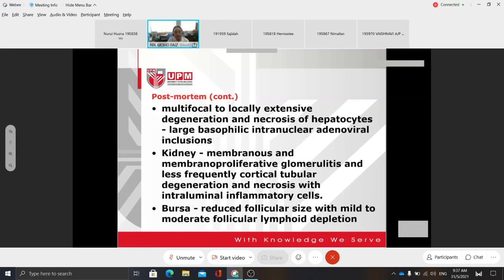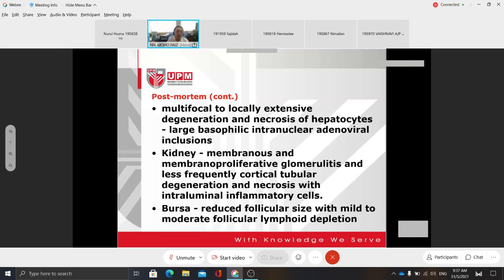Multifocal to locally extensive degeneration. If you do histology, you'll see degeneration and necrosis of the hepatocytes. What you try to look for is large basophilic intranuclear adenoviral inclusions. This is the pathognomonic lesion. If you see these intranuclear inclusion bodies, you can confirm this is inclusion body hepatitis.